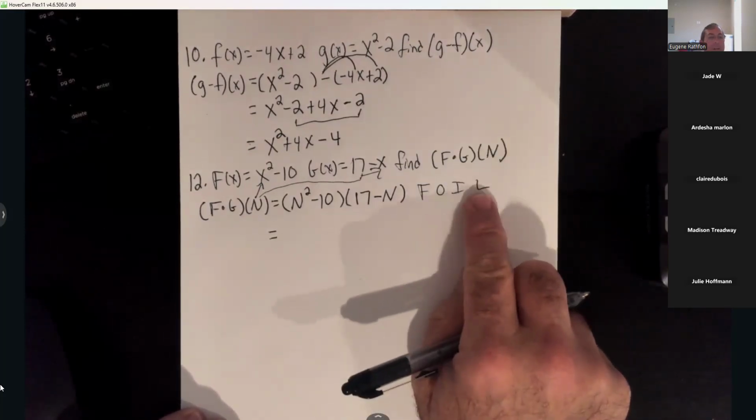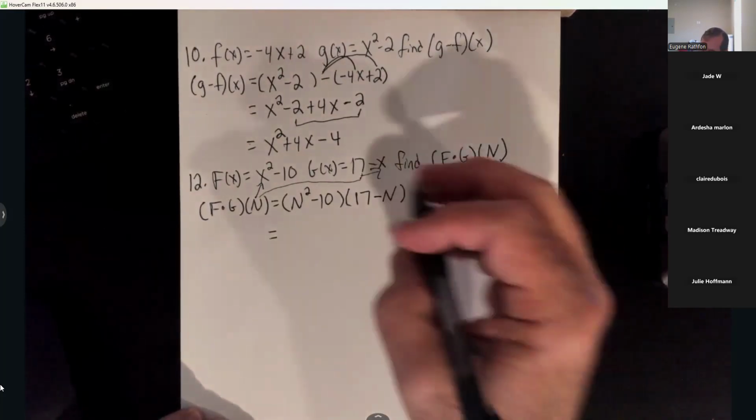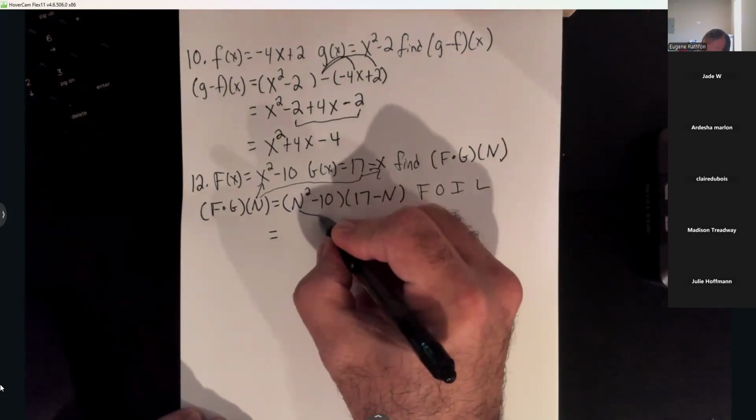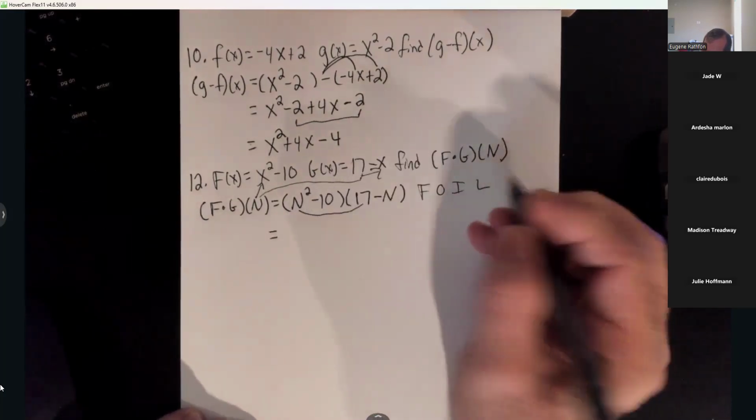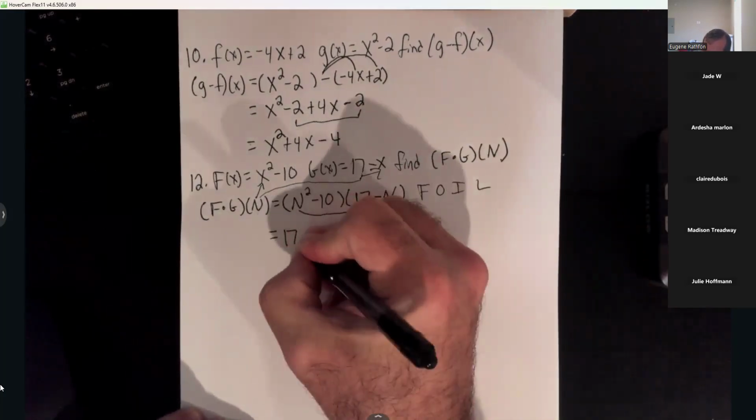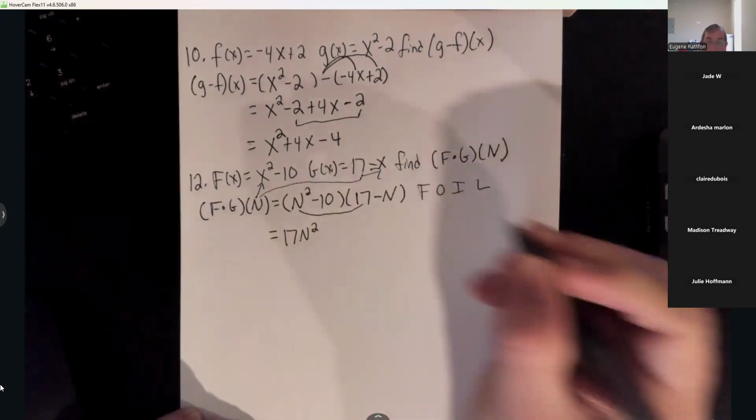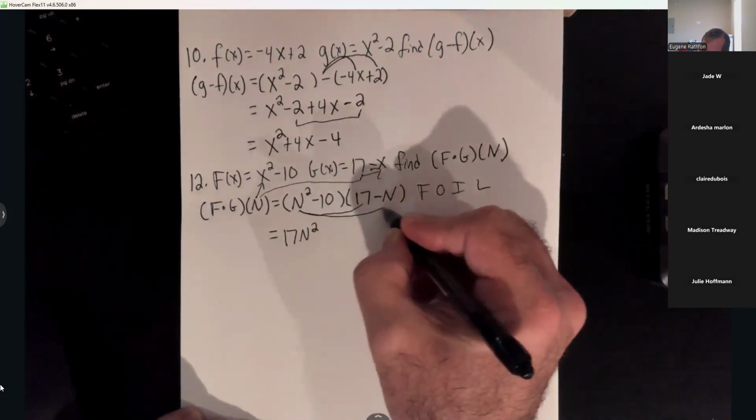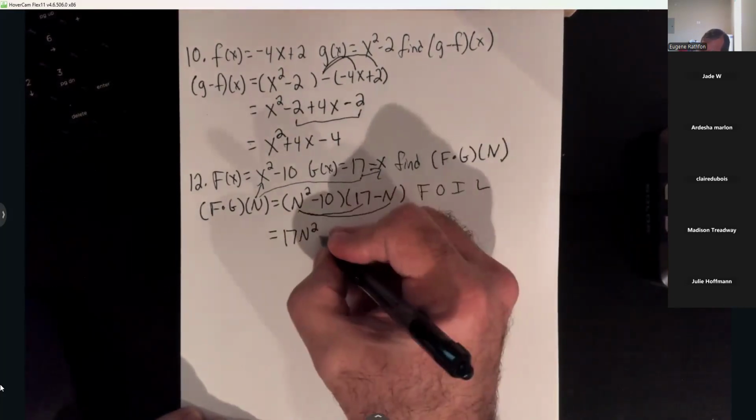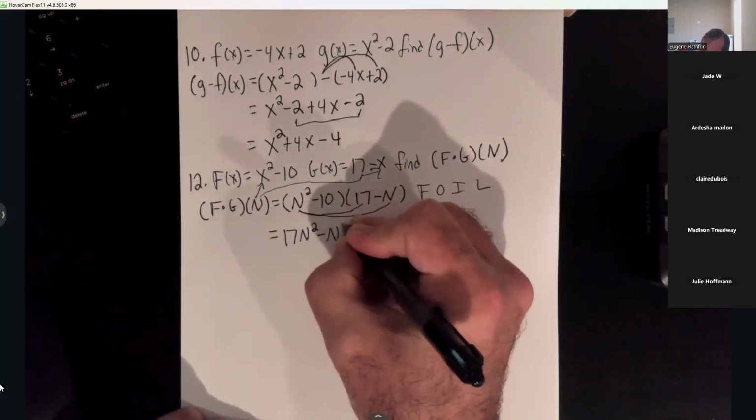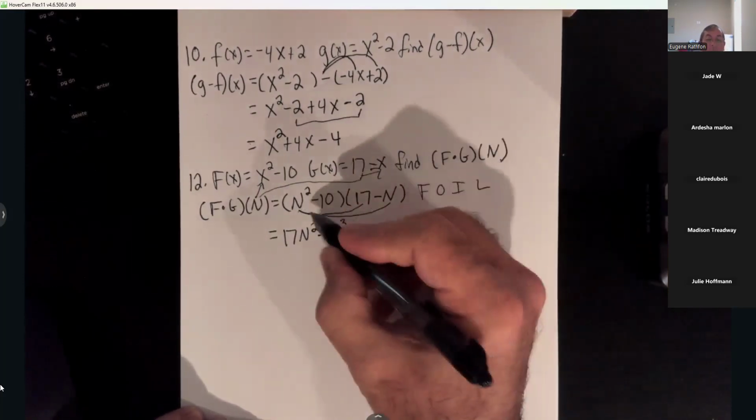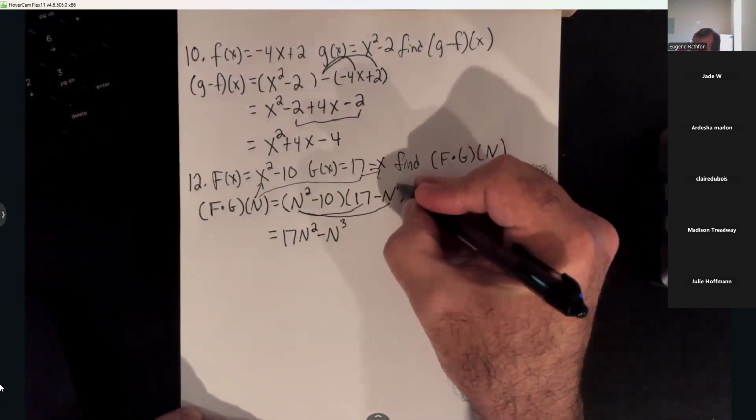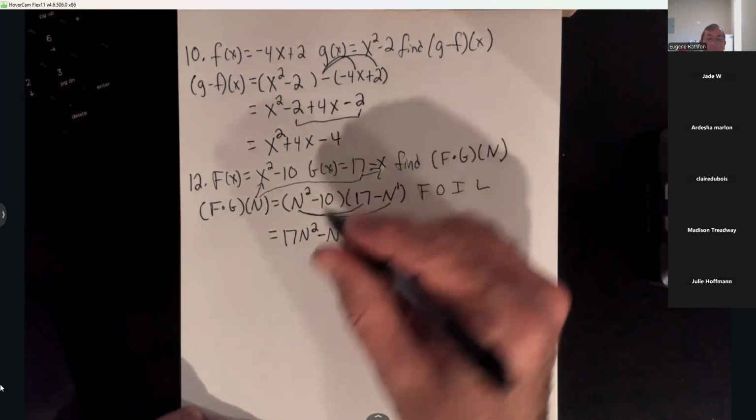So I'm going to FOIL this again. So y'all, here we go. n squared times 17 is 17n squared. n squared times negative n is a negative n cubed. Remember, 2 plus 1 equals 3.